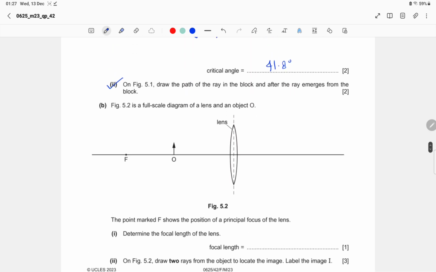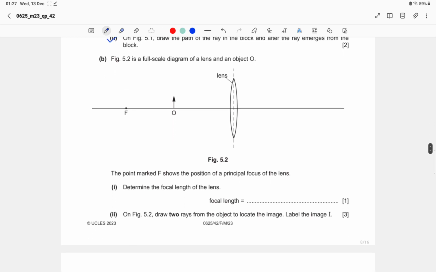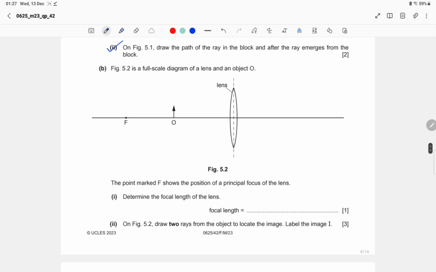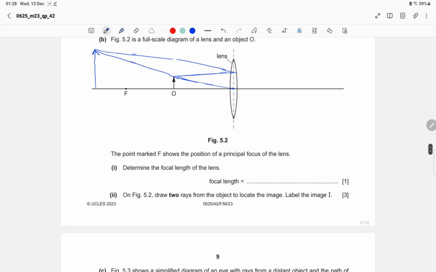Okay, for 5.2, the question shows a scale diagram of an object. So you have to remember this thing: whenever the object is placed inside the focal length, the image will be formed at the back. Again, you have to use the scale to draw these diagrams, because this is going to be the optical center. So this is going to be your image.